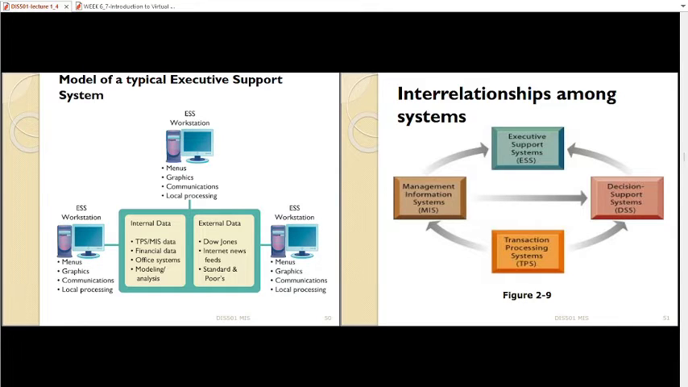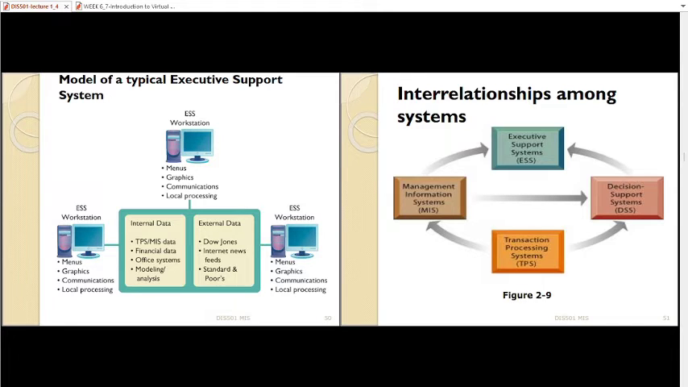So we have also finance data, office system, modeling. External data would come from different data vendors, such as Dow Jones, Internet News, and Standard and Poor's. Basically, we are talking of any external information that can impact the organization. Then we need to find a way to channel that information into a system so that we can make use of that data to come up with a report, or rather information that is more current when we are making our own decisions.